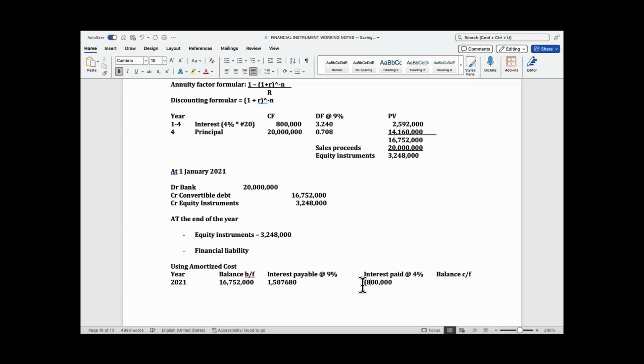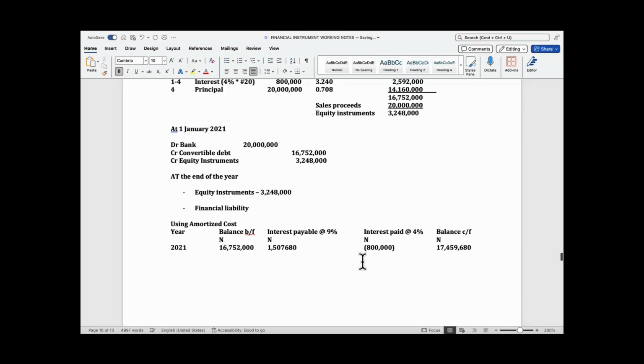This will be in brackets, the deduction. What's the balance? 17 million 459,680. Okay. So those are my figures.